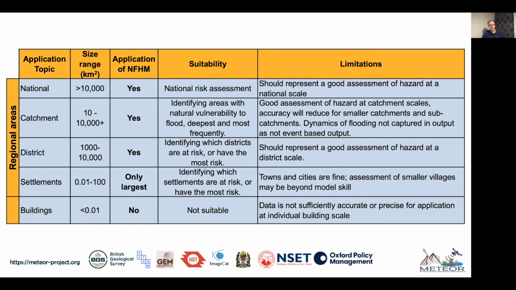Once we start to look at individual settlements, the picture becomes a bit more mixed. For larger settlements, such as towns and cities, the data should be fine to assess whether or not that town or city is exposed to significant flood hazard. However, as we move to smaller settlements and small villages, we may be reaching the point at which the scale is becoming too small for the model to have adequate skill. And if we get down to the individual building level, unfortunately, the data is not appropriate to assess flood hazard for individual buildings. And that is fundamentally because the underlying global terrain and hydrography data sets are not precise enough for this kind of application.